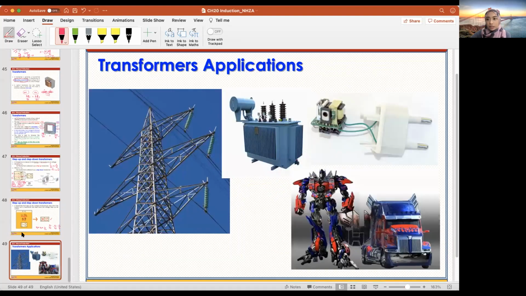All right, so transformer applications. No, this is not it. This is where you use a transformer. Yes, you have a transformer in here as well. Okay, there are actually many. You can just Google it.